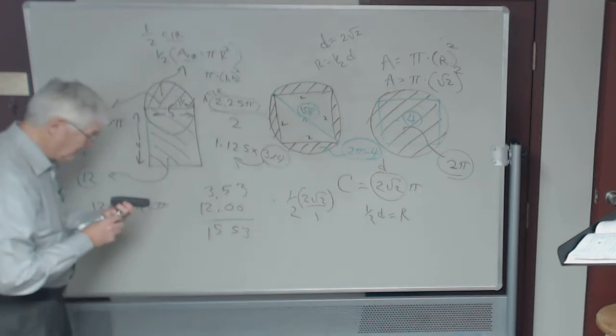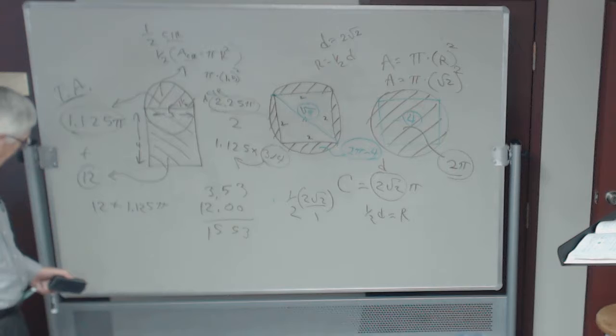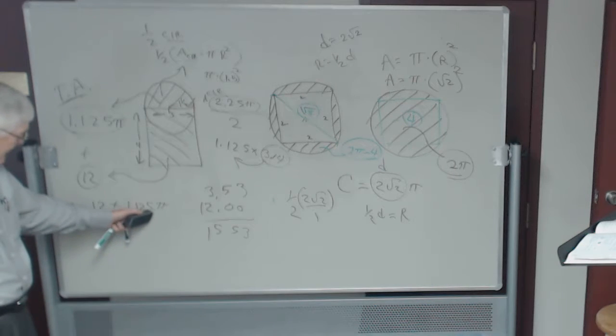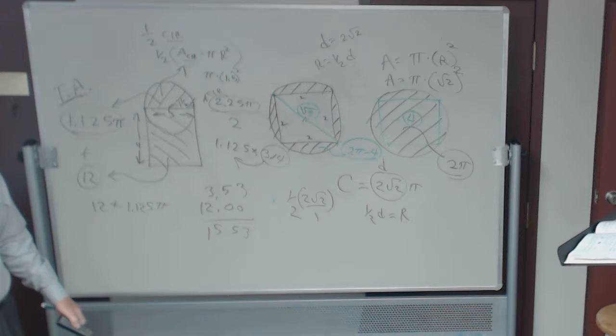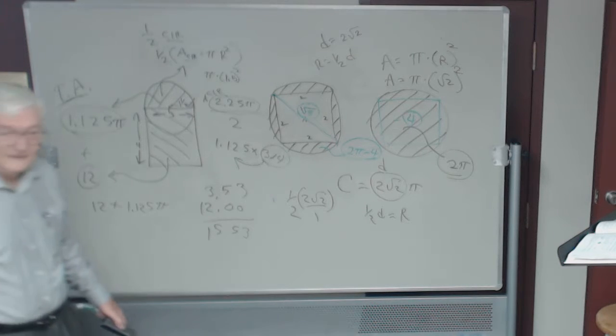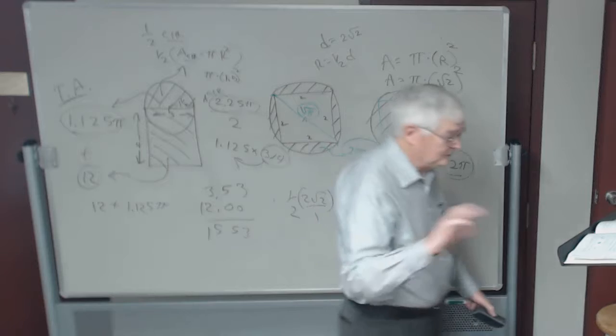Which answer do they show on the next page? 12 plus 1.125 pi or 15.53? They give both. So you'll know how to do both answers, right? Mm-hmm.